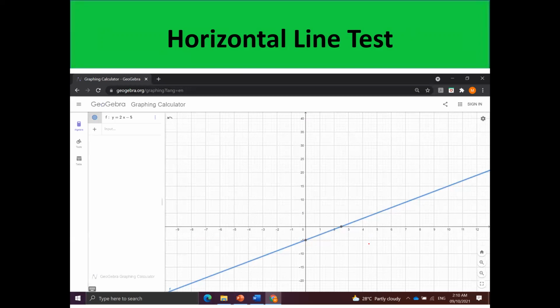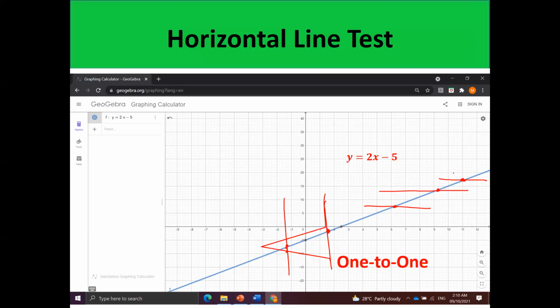Okay, so for example, let's consider this function here, which is y equals 2x minus 5. So its graph is a straight line because this function is a linear function. Now, if we draw a horizontal line at any part of the graph, the horizontal line will always intersect at exactly 1 point. So this function, y equals 2x minus 5, is a one-to-one function. It satisfies both the vertical line test and the horizontal line test. So this is one-to-one.